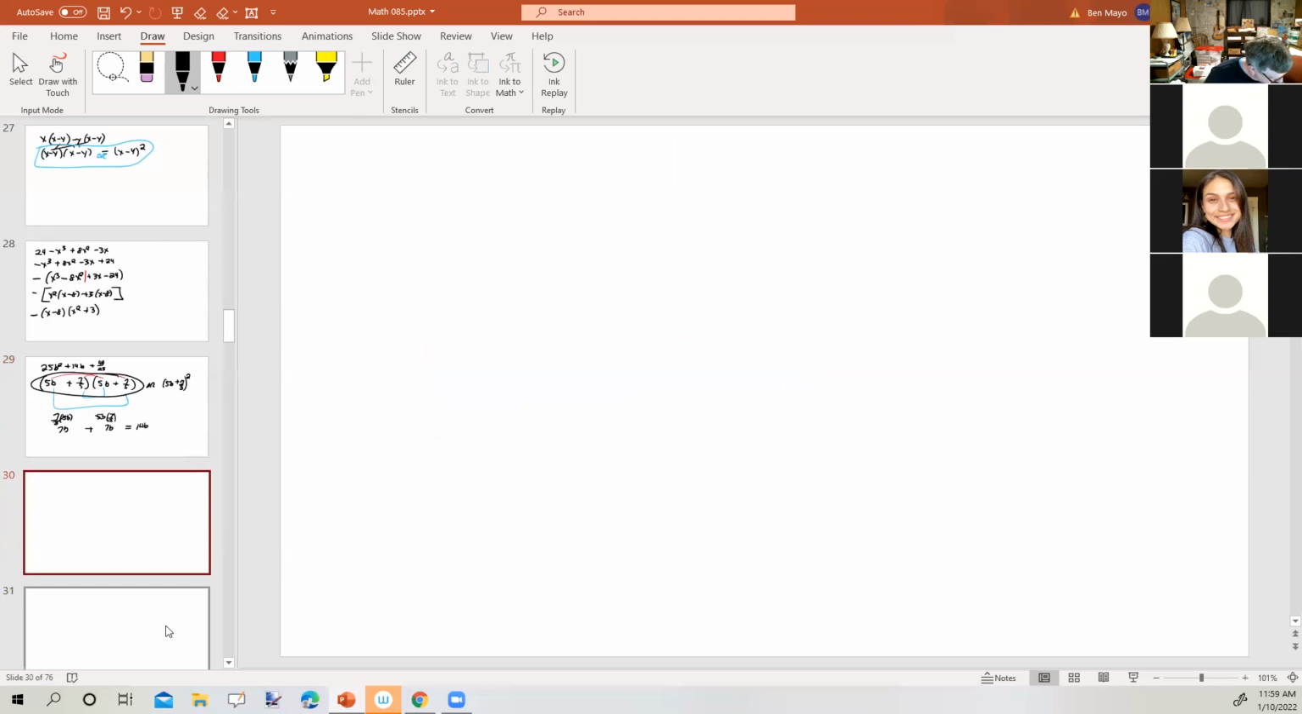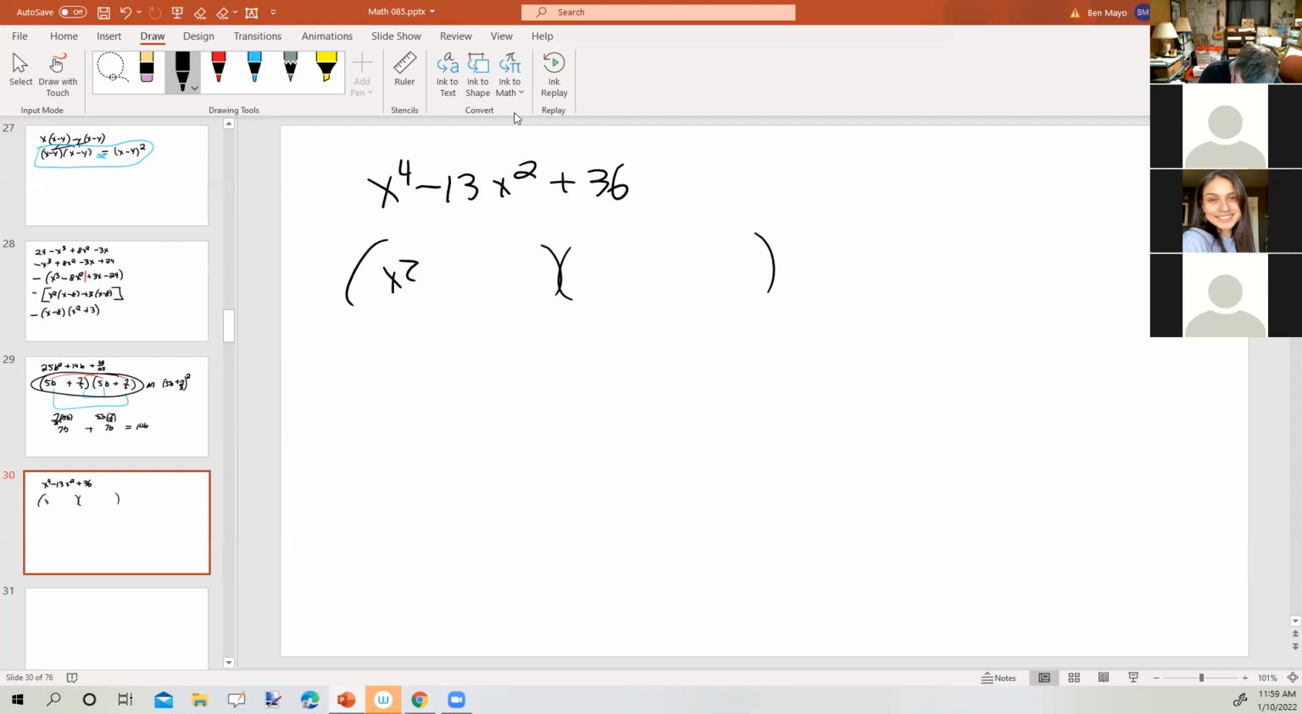How about this one? x to the 4th minus 13x squared plus 36. Well, this is a trinomial. It's in standard form. There's no greatest common factor. It starts with a square and ends with plus a square. So let's see if we can do this with it. It would have to be negative in the middle to get minus 13x squared, but this gives us minus 12x squared. So it's not a perfect square trinomial.